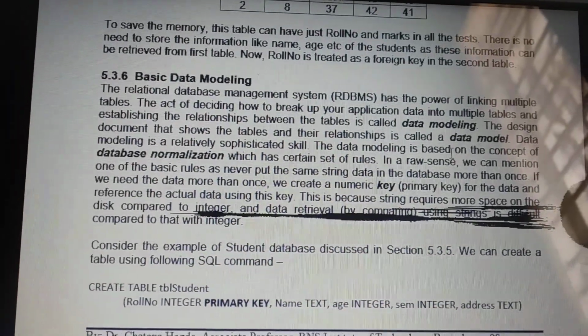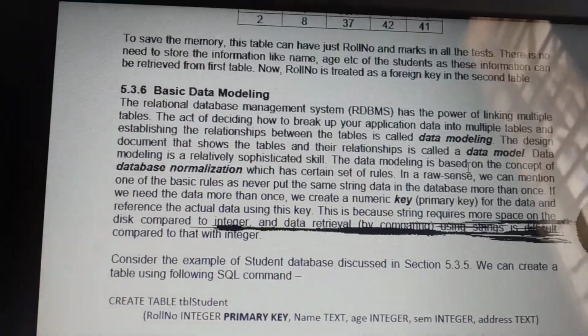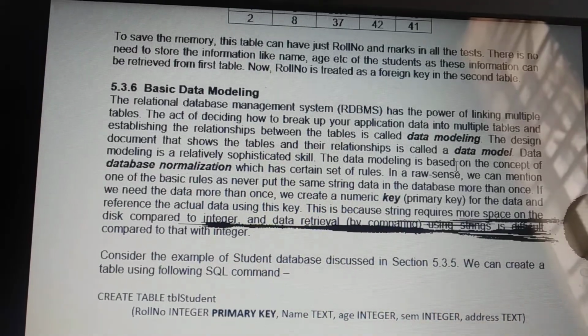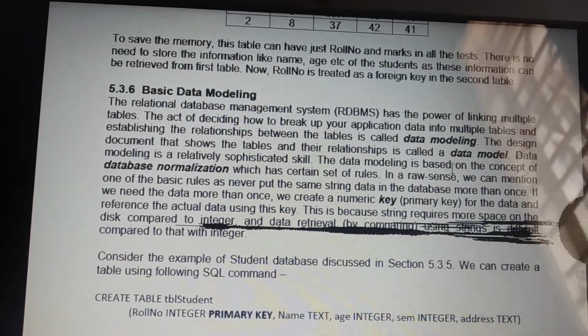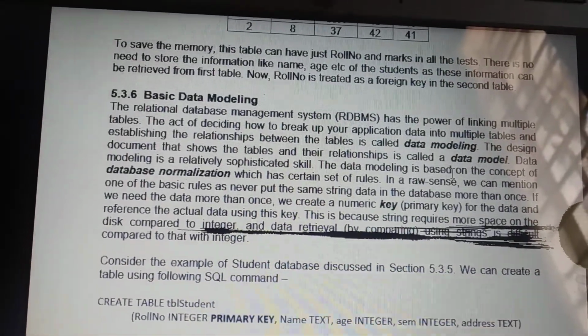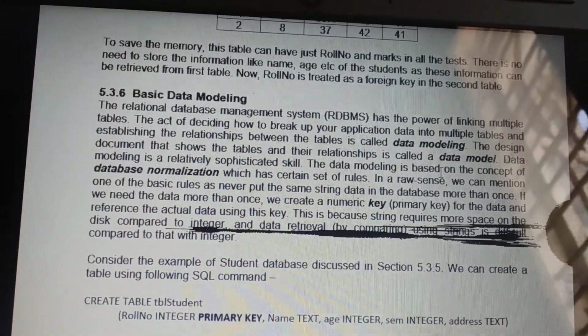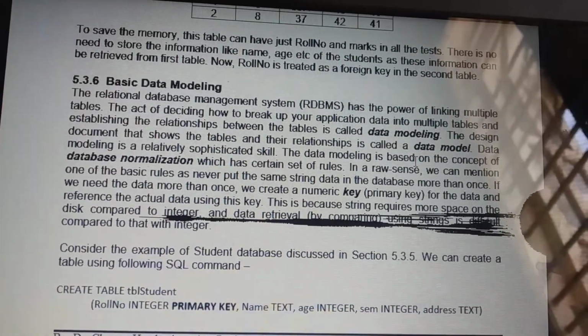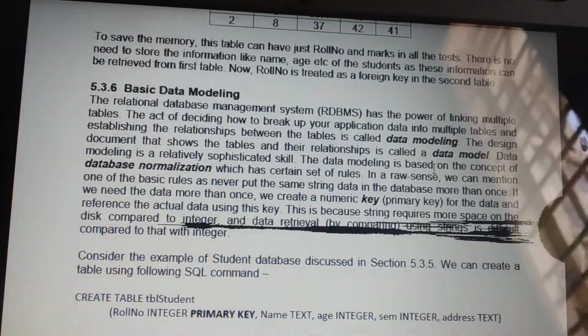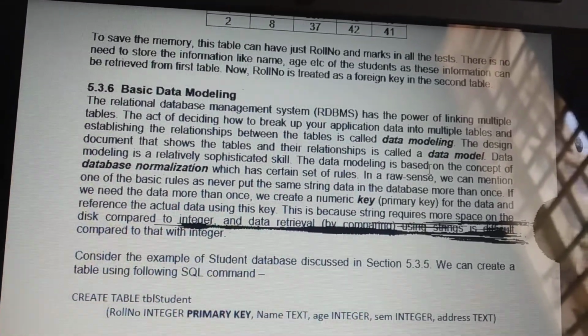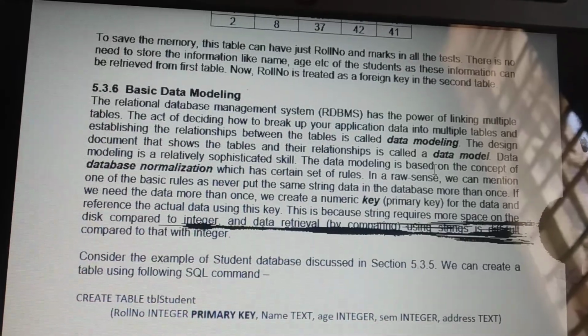And designing the document that shows the tables and their relationships is called a data model. You can ask me what a data model is. A data model is nothing but the document that shows the tables and also their relationships. Next is database normalization.